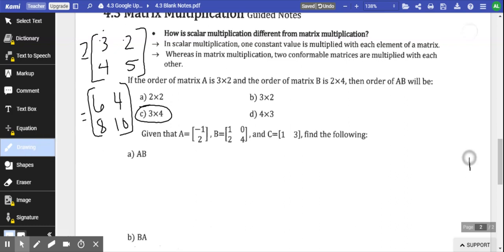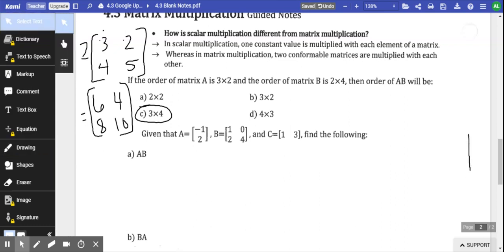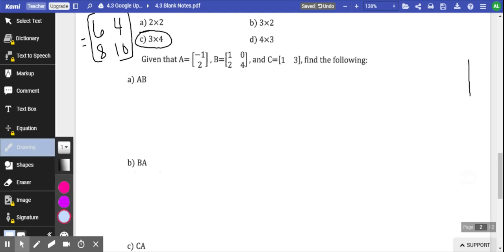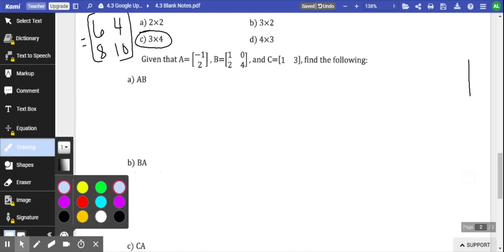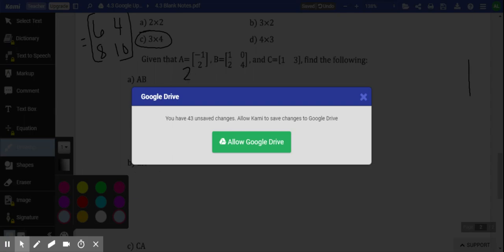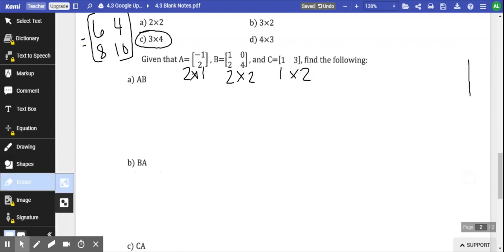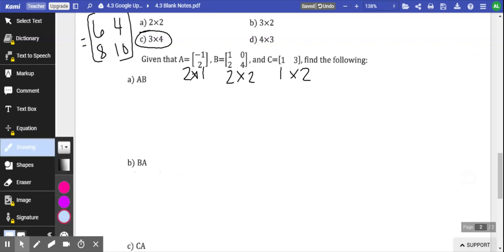All right, so now we are given some matrices. We have A, B, and C. Well, let's think about this. A is a 2 by 1, and B is a 2 by 2. And C is a 1 by 2. I always find it easier just to think about that before we start anything else, because if we don't, then it gets complicated when we start multiplying things together.